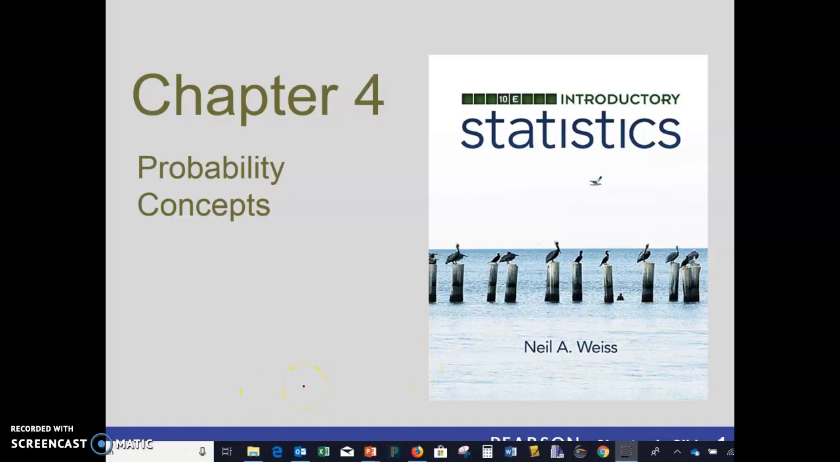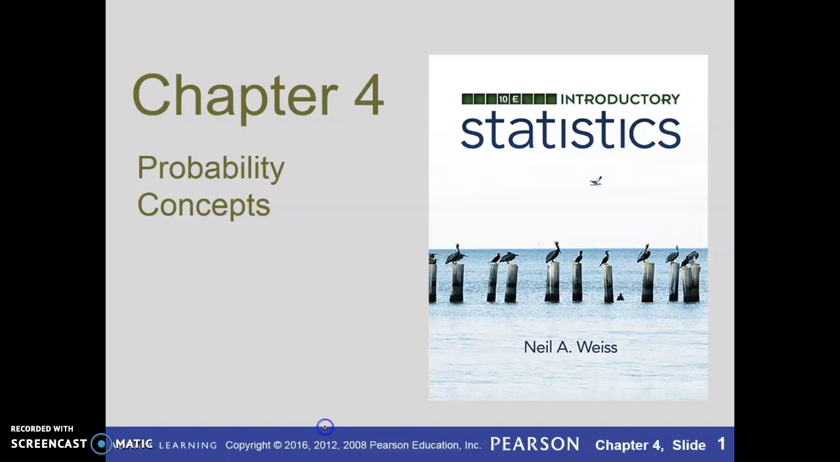on probability so that we can look further at statistics and realize, well, what's the probability that these statistics, which are really guesses from a sample, what's the probability that they actually do apply to the population? And that's what we're going to spend a lot of time on the rest of this semester. So let's go ahead and get started here.